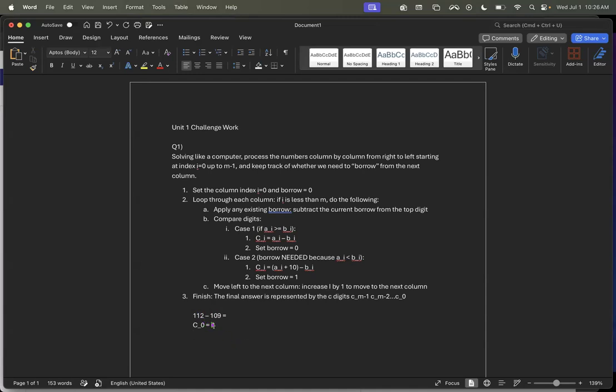And then you now have 0 minus 0, which is 0. So C sub 1 equals 0. And then 1 minus 1, which is 0. So C sub 2 equals 0. So the final answer would be 003. Of course, we dropped them off, but as far as algorithmically, the answer is 003.